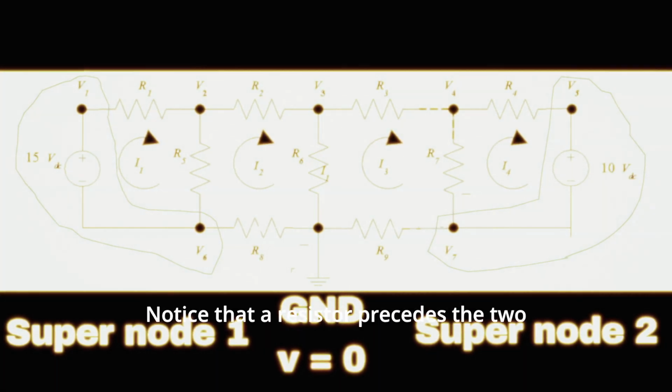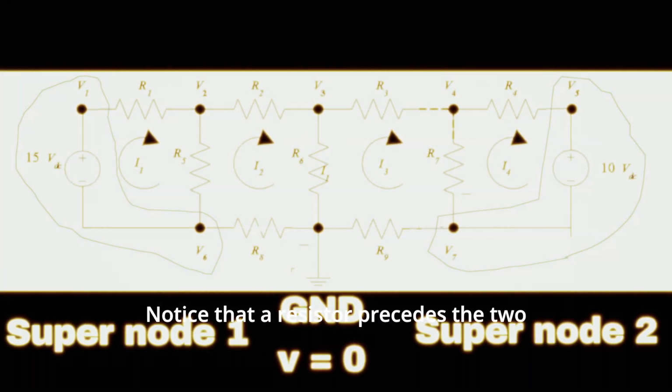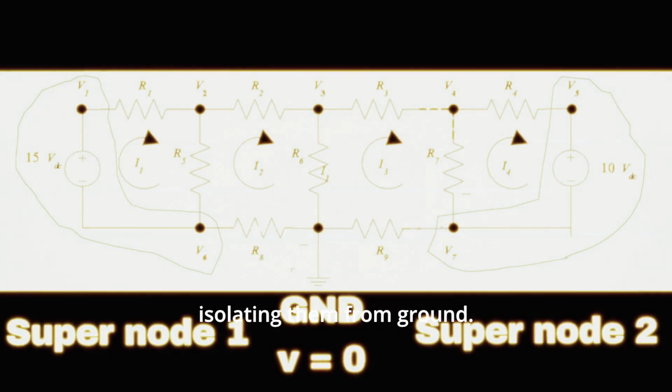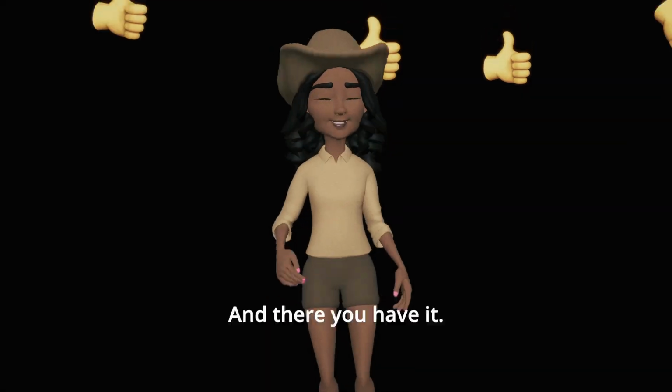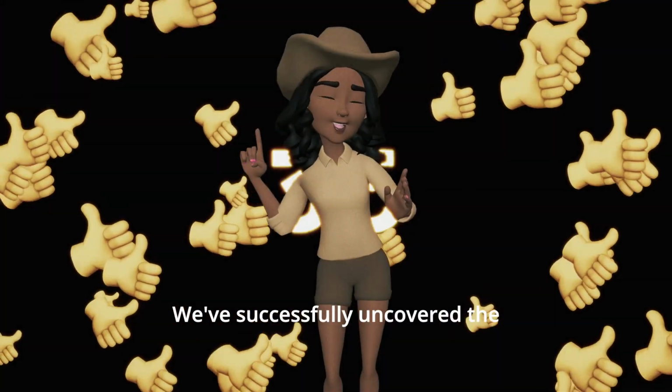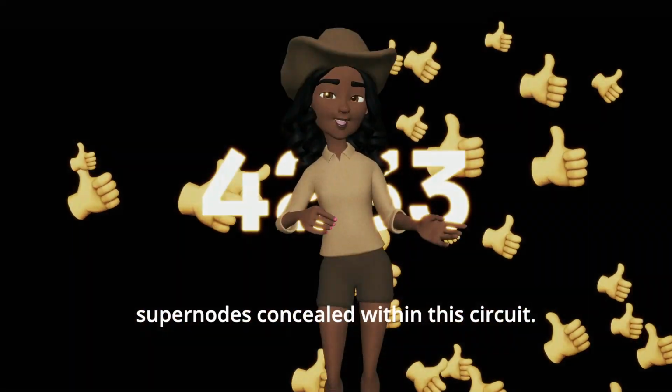Observe our circuit closely. Notice that a resistor precedes the two voltage sources, effectively isolating them from ground. This distinctive configuration gives rise to our two supernodes. And there you have it. We've successfully uncovered the supernodes concealed within this circuit.